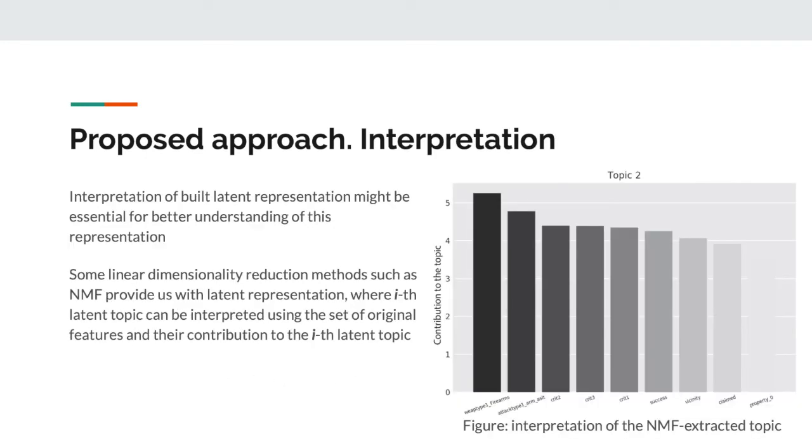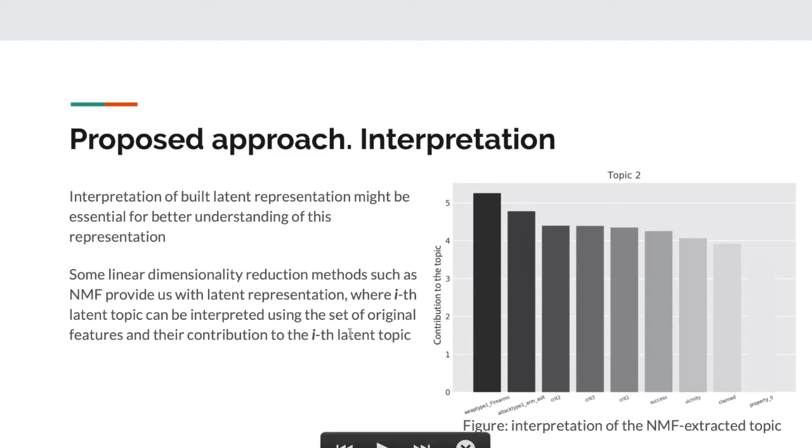So, I described how we perform building latent representation and how we perform forecasting using this representation. One very important property of the built representation is that we were able to get an interpretation for each latent topic, because it will be much easier to analyze the results and analyze the representation itself. So, for example, for a simple method, NMF, we can get interpretation out of the box, because when using NMF, latent topics are just non-negative linear combinations of initial features.